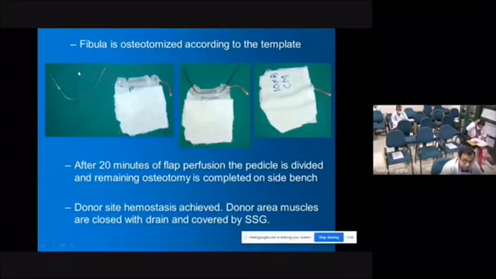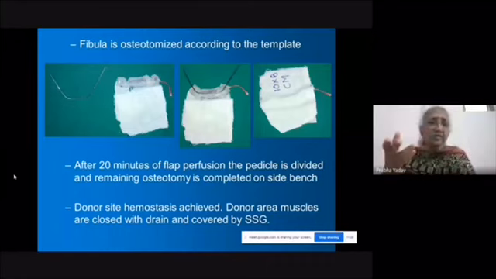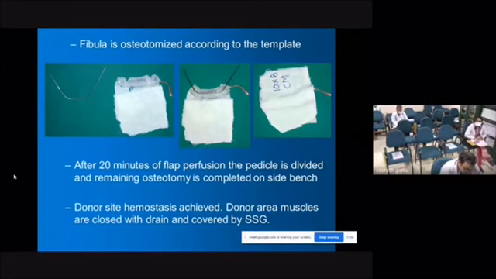Based on the KY template, which is prepared and confirmed with the resected specimen, we will do the osteotomy. Then after 20 minutes of flap perfusion, the pedicle will be divided, and the remaining osteotomy will be completed on the side band. Donor site hemostasis will be achieved. Do you always do it in situ osteotomy or back table osteotomy? At the time when flap perfusion is going on, we will start doing the osteotomy, and if not completed, then we will do it afterwards.